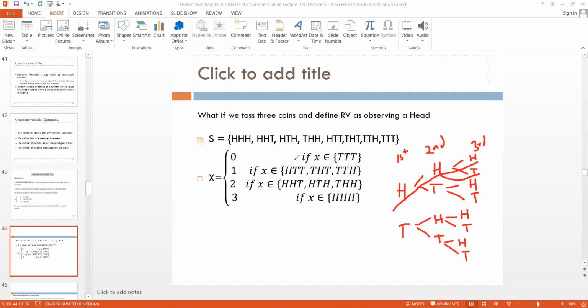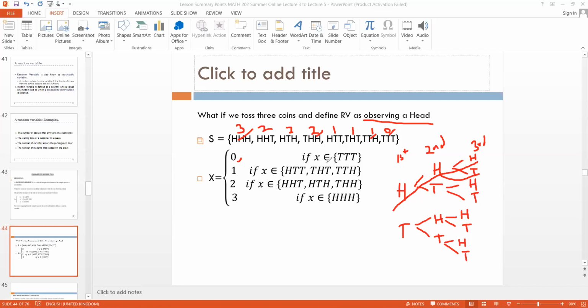Okay, good. So because our rule is observing a head once again, we'll count the number of heads. There are 3 heads here. There are 2 heads, 2 heads, 2 heads, 1 head, 1 head, 1 head, and then what? 0 heads over here. Okay, good. So it means that there are 4 unique outcomes. Either we have 0, 1, 2, or 3. So we say that the random variable can have the possible values 0, 1, 2, 3.